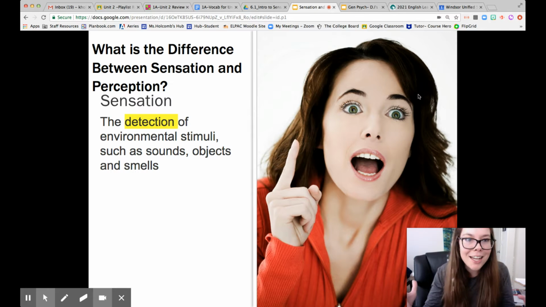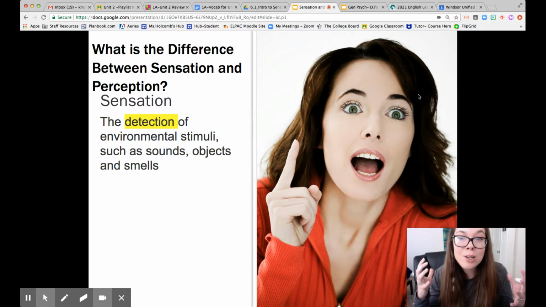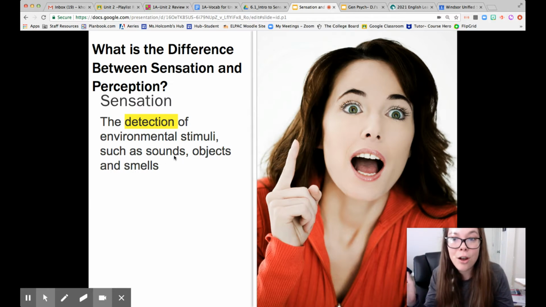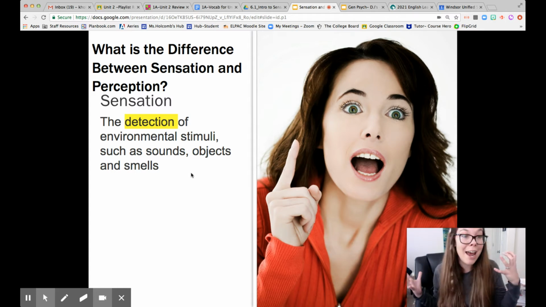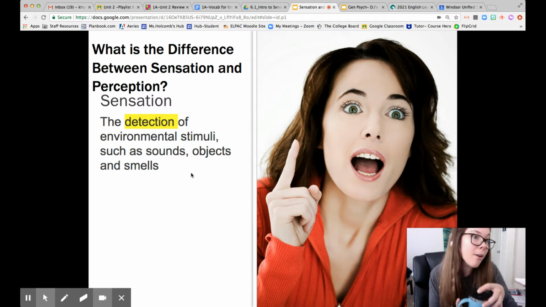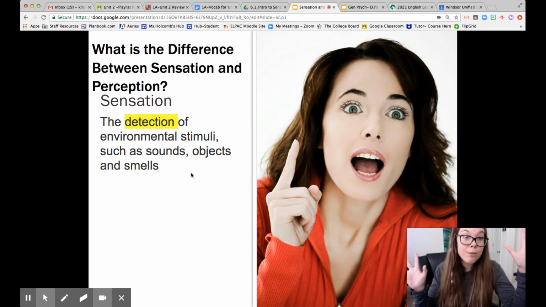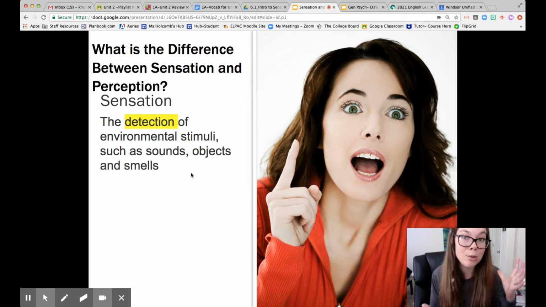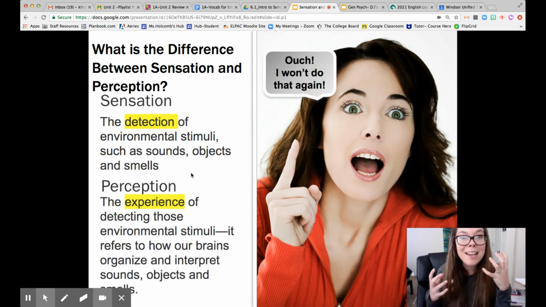So sensation is the detection of environmental stimuli such as sound, objects, and smell. So it's what you detect. It's me smelling my coffee in the morning. It's observing the stimuli around me with my eyes, right? So again, it's our taking in what we see. And perception is how we interpret it. Okay, so it's how we interpret it.